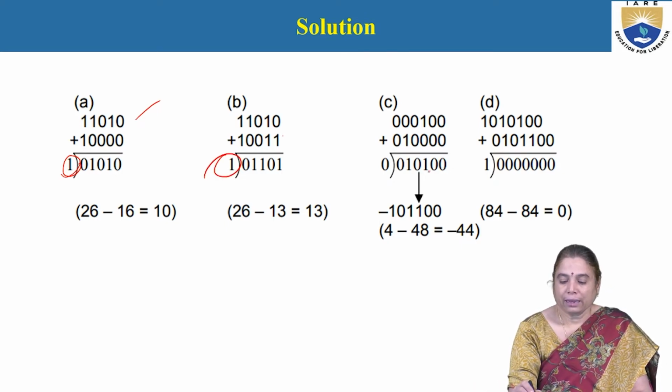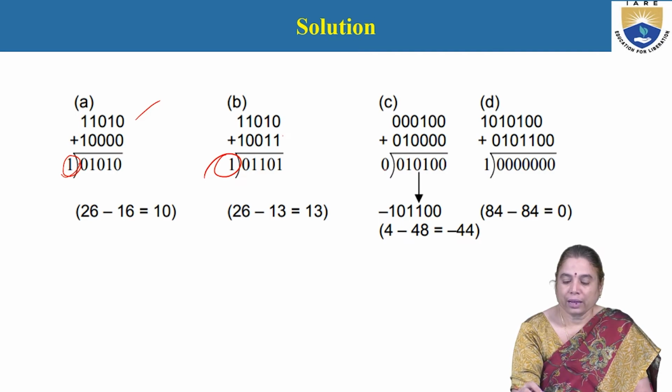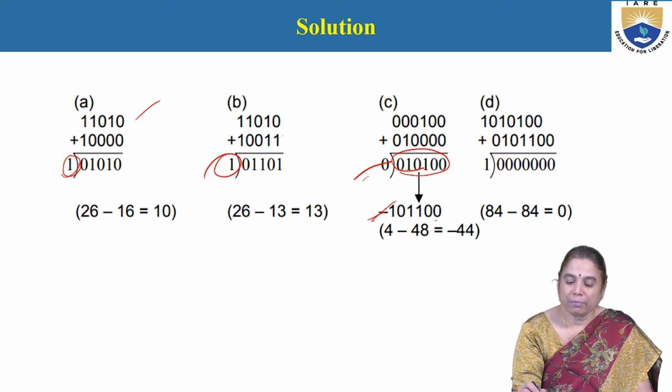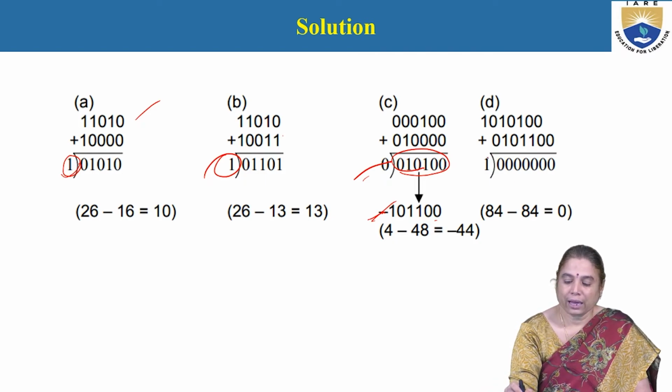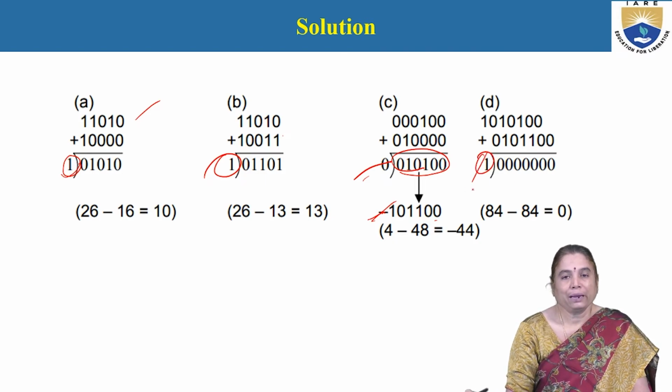that is discarded. But in the case of the third one, no extra carry is produced. So the complement of this result, the sum obtained by the addition, is the result. So hence the number is a negative number. In the fourth case, the extra carry that is produced is discarded.